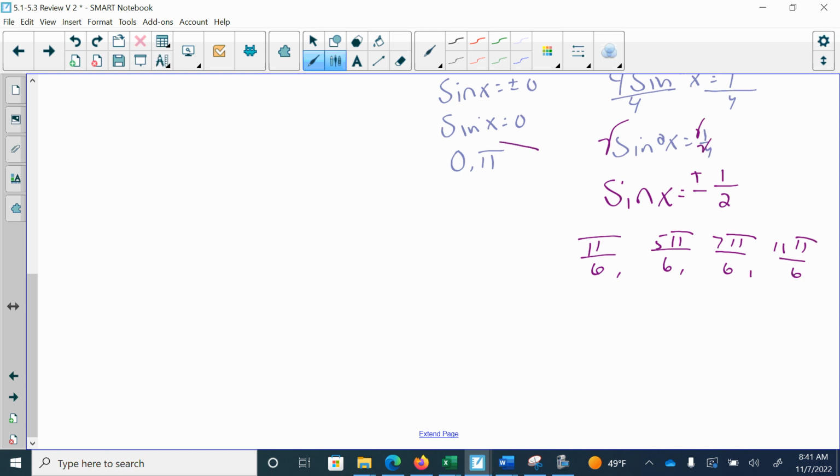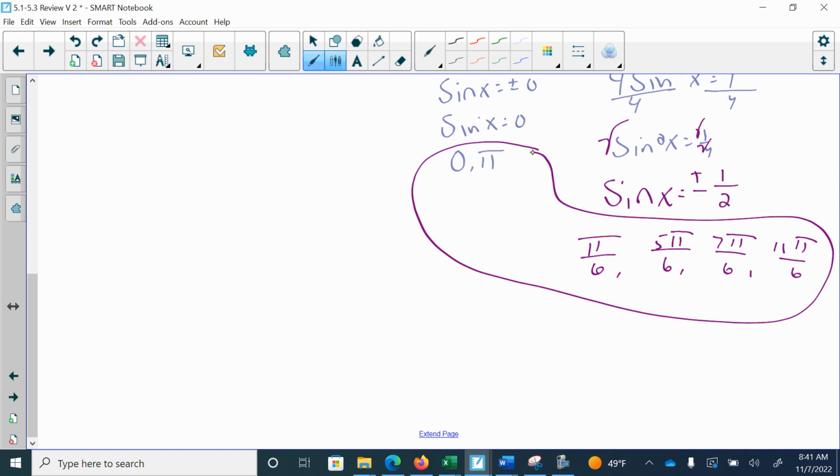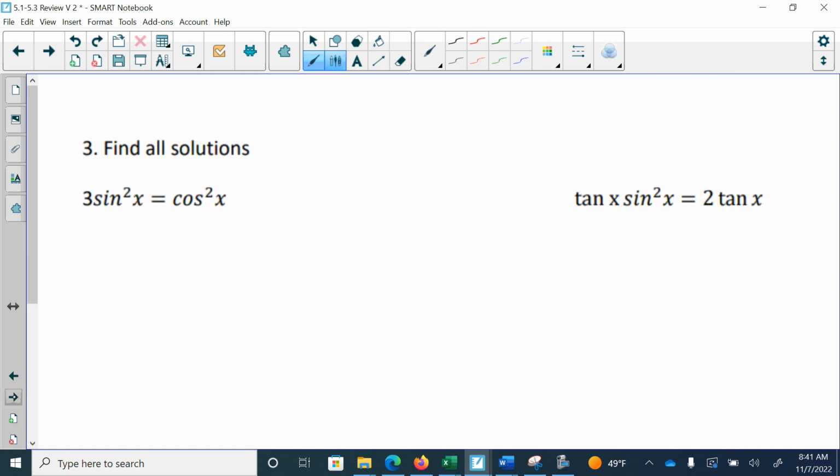And my final answer is going to be 0, pi, and then the ones with the denominator of 6. Moving on to the next one, I have 3 sine squared x is equal to cosine squared x. In order to solve this, I have to have the same trig function. So I can either change the sine squared into terms of cosine squared, or the cosine squared in terms of sine squared.